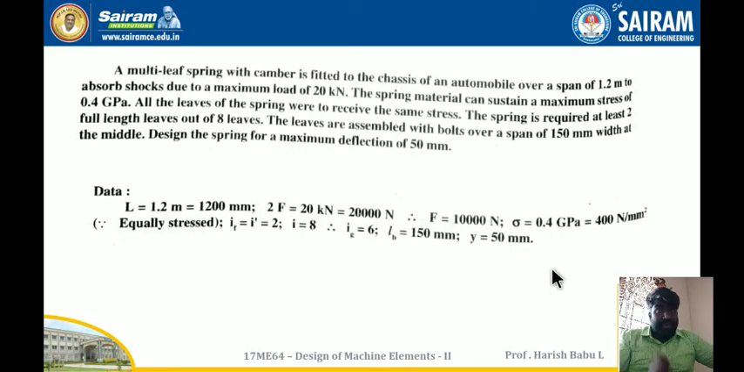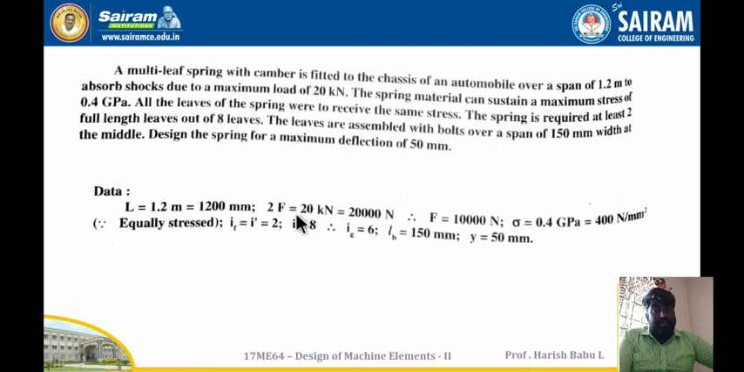Let us take a multi-leaf spring problem. A multi-leaf spring with a camber is fitted to a chassis of an automobile over a span of 1.2 meters to absorb the shock due to the maximum load of 20 kilonewton. The spring material can sustain a maximum stress of 0.4 GPa. All the leaves of the spring are to receive the same stress. The spring requires at least 2 full-length leaves out of 8 leaves. The leaves are assembled with the bolts over a span of 150 mm width at the middle. Design the spring for a maximum deflection of 50 mm.